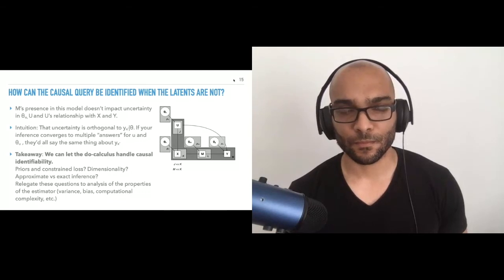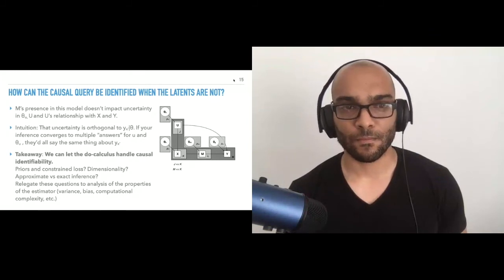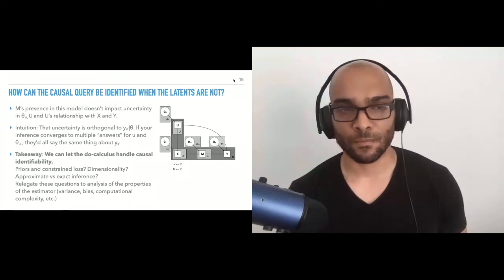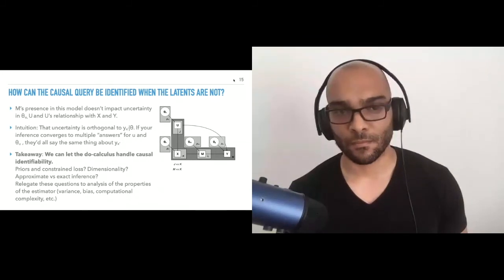The intuition is that this uncertainty is orthogonal to y sub x prime, meaning no matter what answer about u the algorithm converges on, those answers will all say the same thing about y sub x prime. So our takeaway is that we can let the do calculus handle causal identifiability. Discussions about priors, hyperpriors, constrained loss, dimensionality, approximate versus exact inference, we can have these discussions in the context of understanding the properties of our estimator. For example, understanding its variance, its bias, computational complexity, scalability, efficiency, etc.